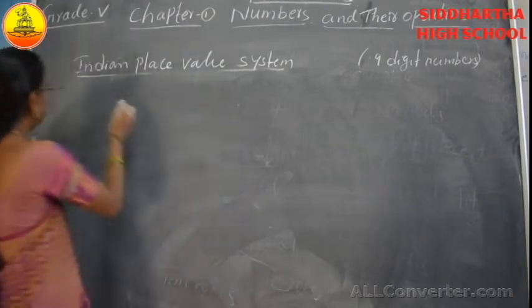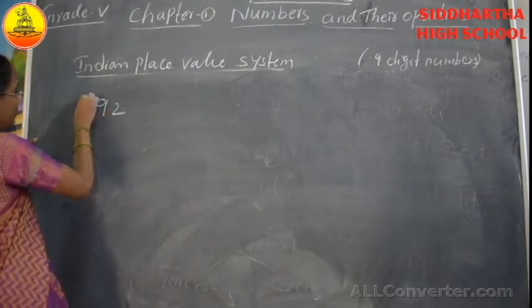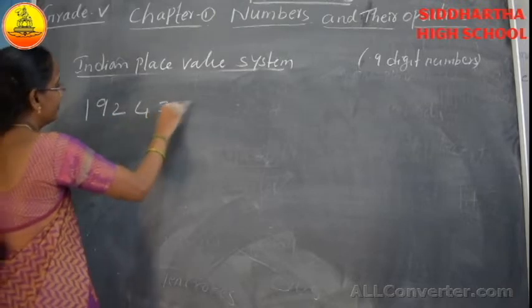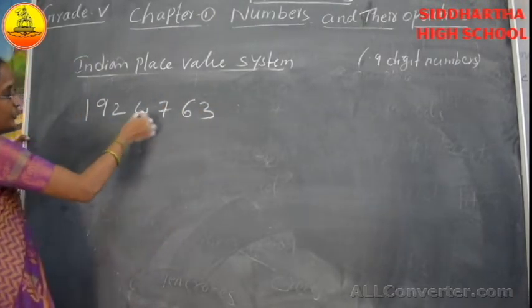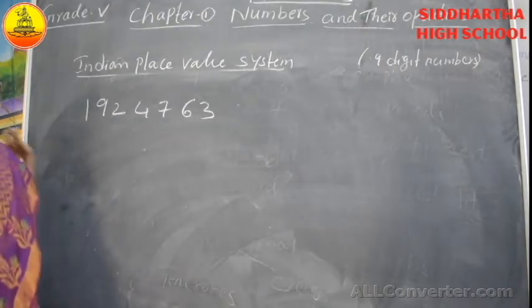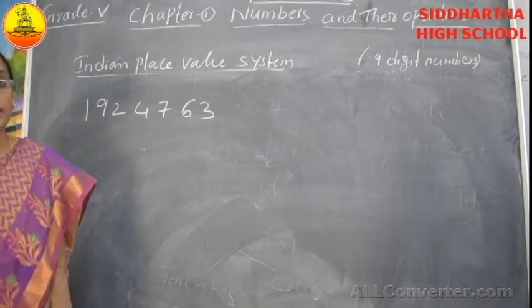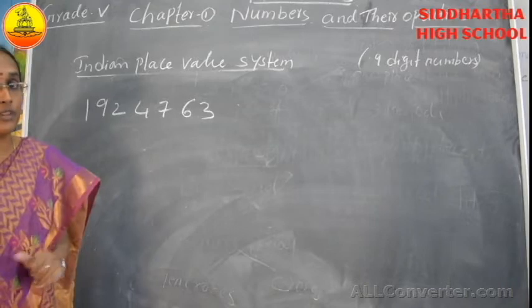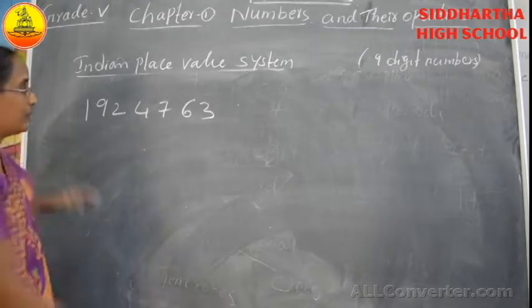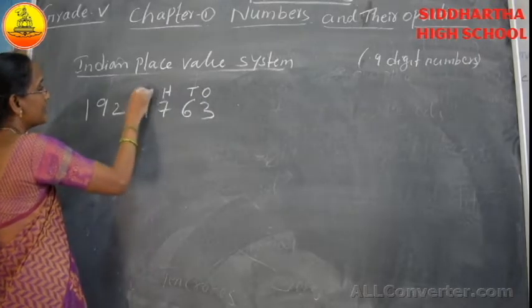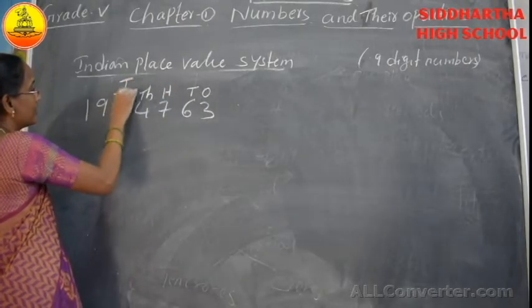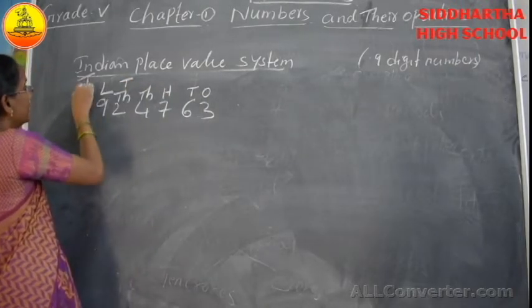One more example. Here, we will observe, children: 1, 2, 3, 4, 5, 6, 7. This is a 7-digit number. What is the first step while you are writing the number names? You should mention the places: ones, tens, hundreds, thousands, 10,000s, lakhs, 10 lakhs.